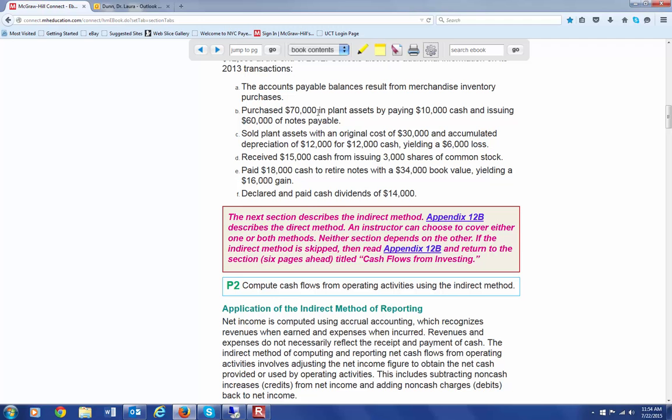This is the information that we have regarding what happened in 2013. Now, you can read the information that they have here. These are the different things that took place during 2013 that you would need to know to be able to prepare the cash flow statement. Now, what they're going to do here is show you the indirect method. If you want to know more about the direct method, at the end of this chapter in Appendix 12B, that is explained.